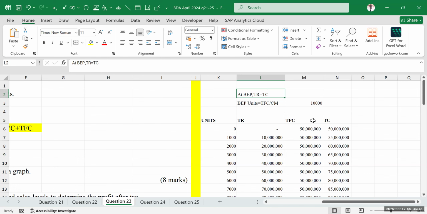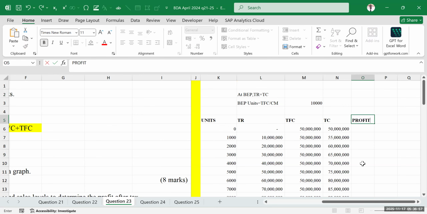So for us to show the profit zone and the loss zone, we need to ask ourselves, how would we normally get profit? I mentioned it a short while ago, and I believe it's something we know. Profit is the difference between total revenue and total cost. So why don't we just come up with this column? We call it profit. We compute it between the total revenue, this column here, and then we get the difference with total cost.